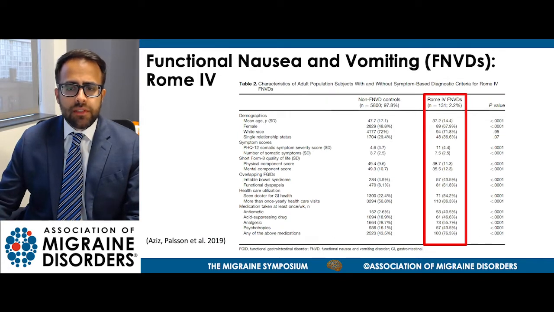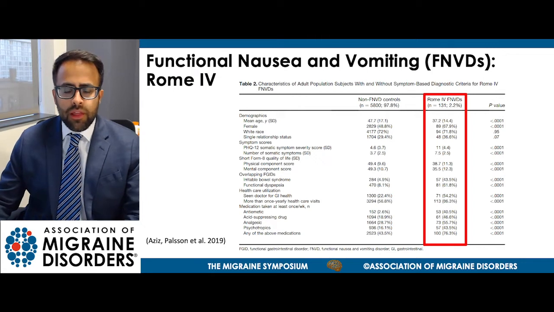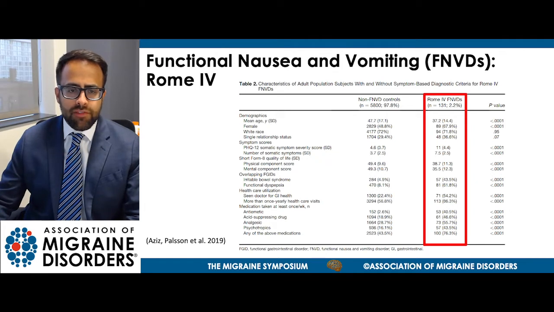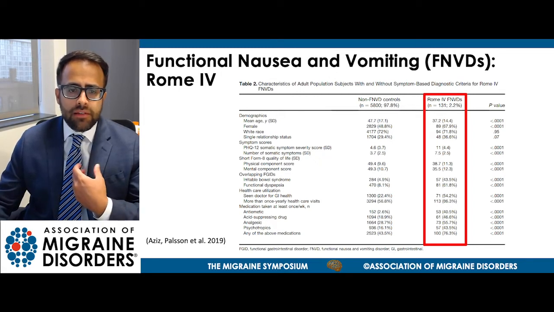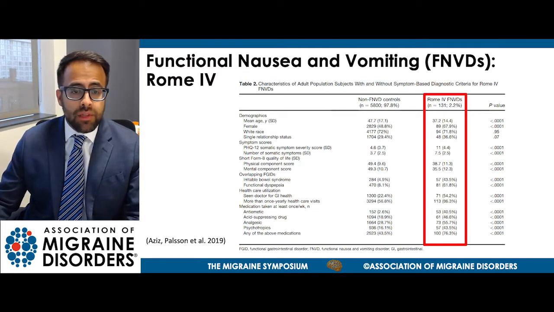So this table is looking at a group of people that either have diagnostic criteria that are consistent with functional nausea and vomiting disorders in this bucket right here, or do meet criteria for having a functional nausea and vomiting disorder. And basically what this slide is showing is that there are definite differences between people who have functional nausea and vomiting disorders and who don't have them. So for example, they tend to be female 2/3 of the time in the case of those meeting functional nausea and vomiting disorders. They tend to be single. They tend to have higher degrees of symptom severity.